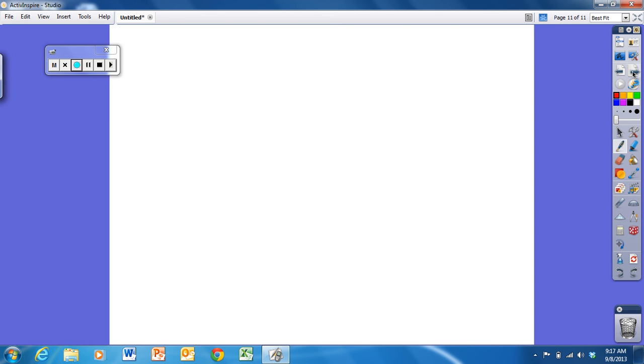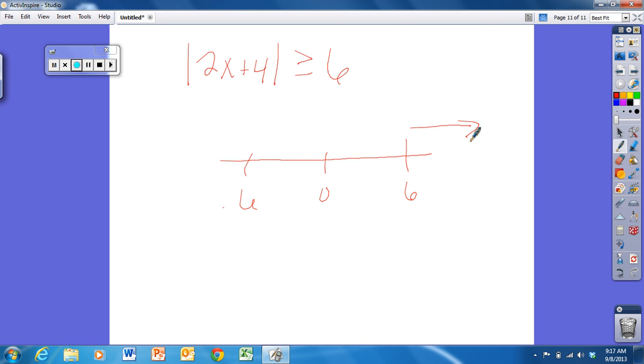Okay, last thing. Greater than. 2x plus 4 is greater than or equal to 6. Now remember, greater than means on a number line, negative 6, 0, and 6. I want to be this way, that's greater than 6 away from 0, and this way, which is greater than 6 units away from 0. So I have to be less than or equal to negative 6, or greater than or equal to 6.